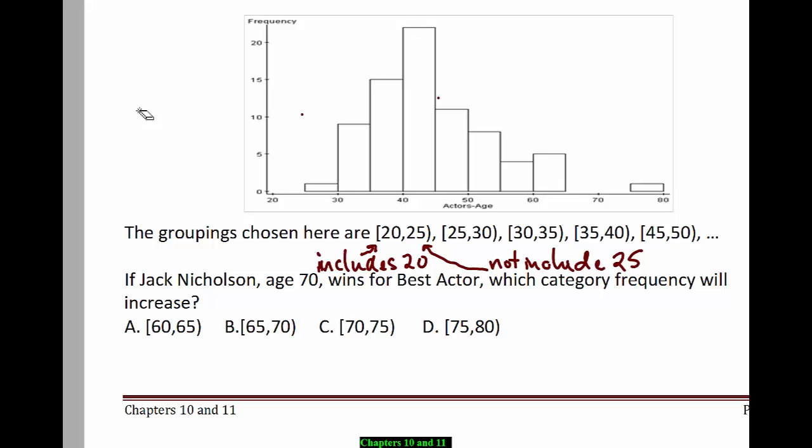So let's practice how we would look at this. If Jack Nicholson, age 70, wins for Best Actor, which category frequency will increase? Well, if he's age 70, he's going to go in either this category or this category. Which one includes age 70? It's the one with the square bracket. Therefore, this category would increase by 1.